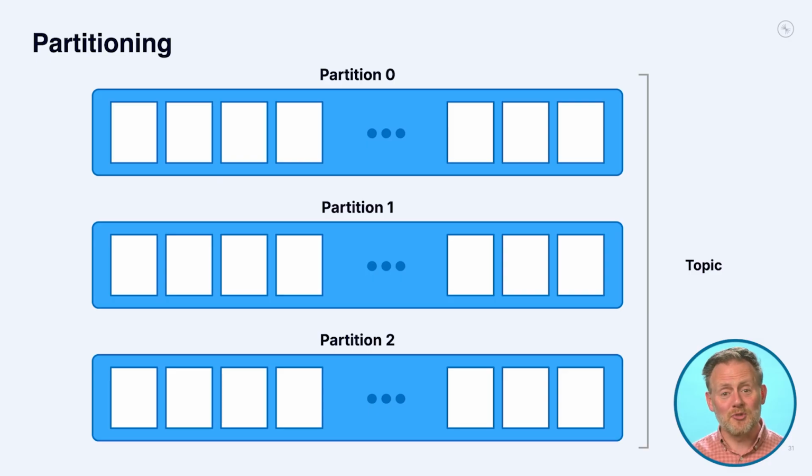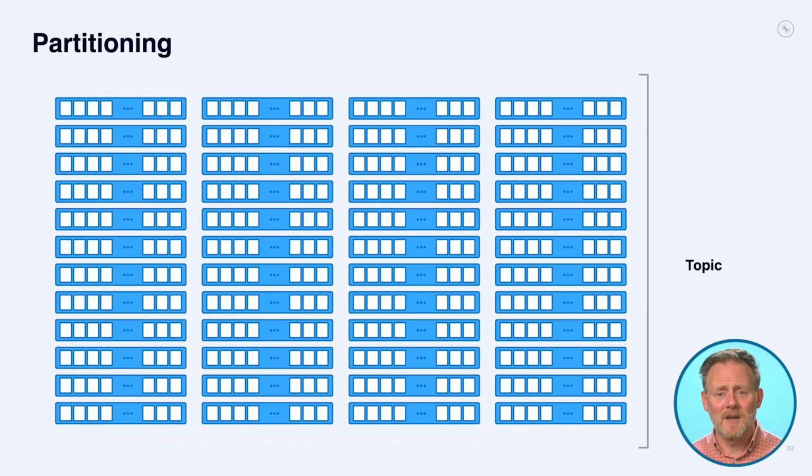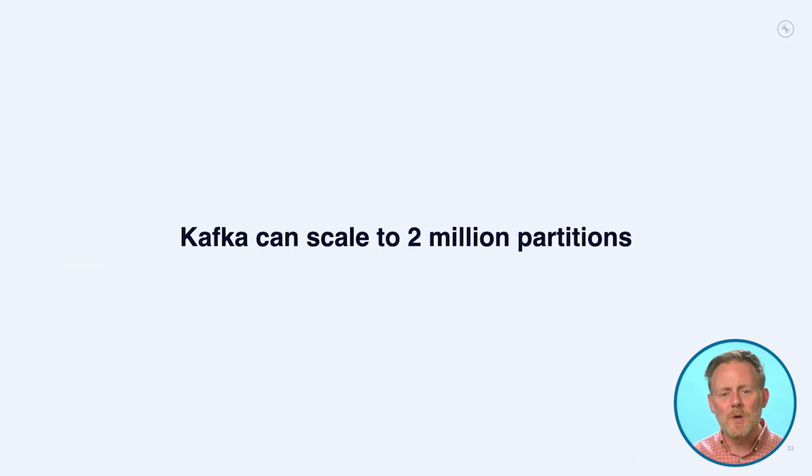Of course, you're not limited to just 3 partitions in a topic. You can have hundreds, you can have thousands if you want. Topics can get very, very large. Open source Apache Kafka currently supports, in round numbers, about 2 million partitions in releases around Kafka 4.0 at the time of this recording. And that's how scalable Kafka can be.